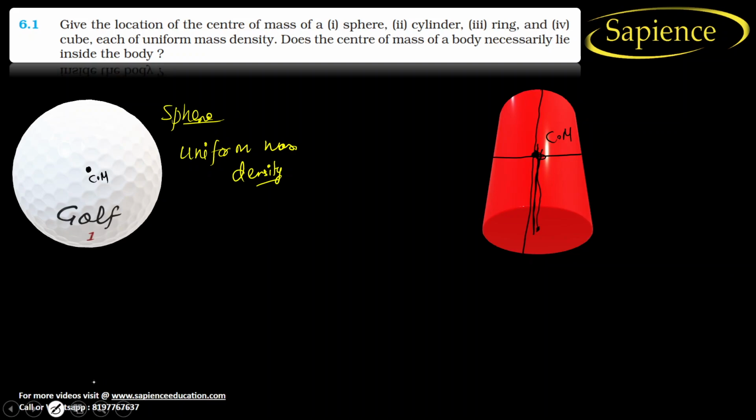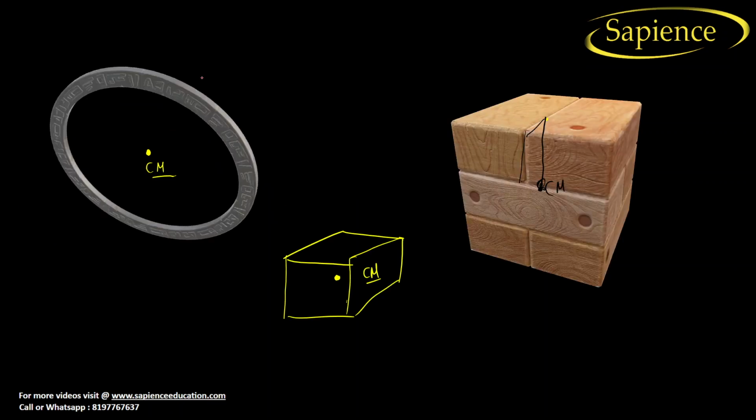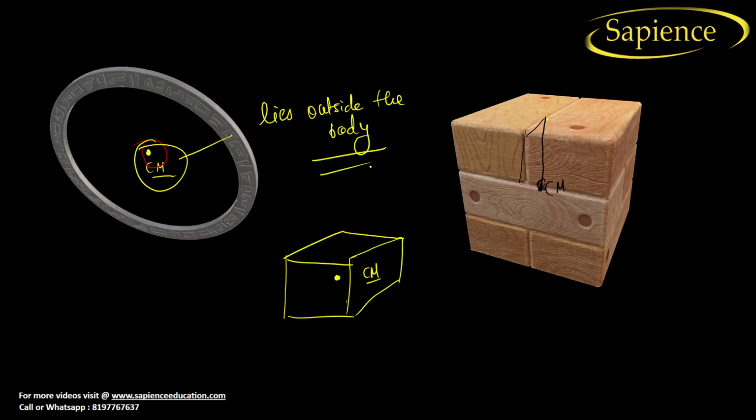Now another part of this question is: does the center of mass of a body necessarily lie inside the body? As we have seen, the center of mass does not necessarily lie inside the body. See, this center of mass lies outside the body. So this is the second part of the answer. I hope you have understood now.